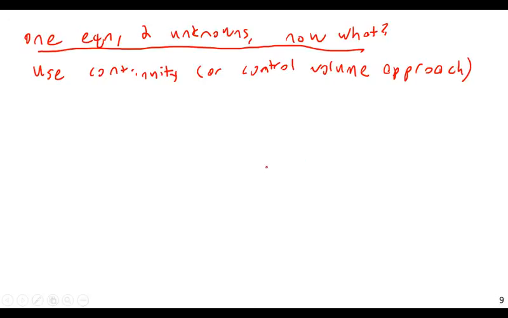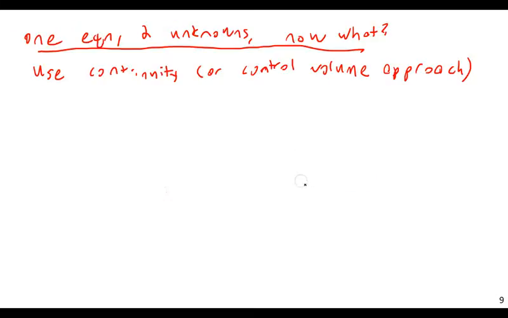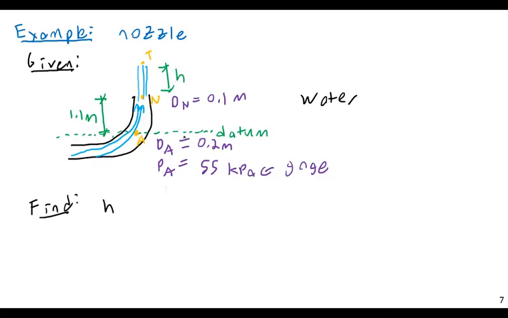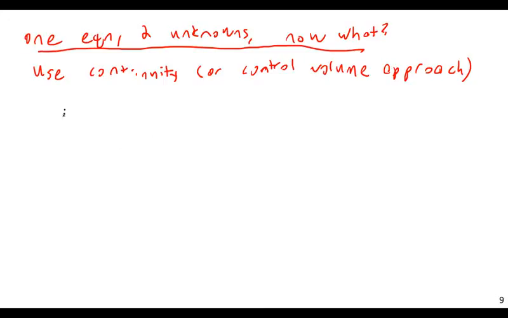Or the control volume approach. Okay, so I'm going to look at points A and N, point A being the datum, and point N being the peak there. Points A and N, which is the nozzle, right at the edge of the nozzle.